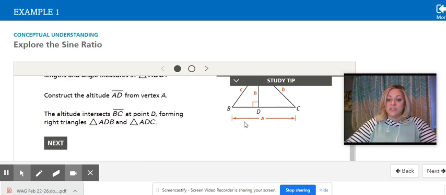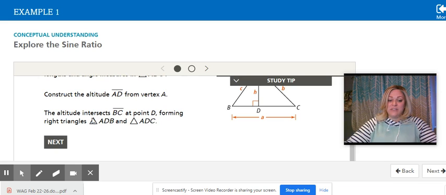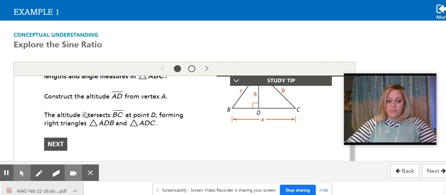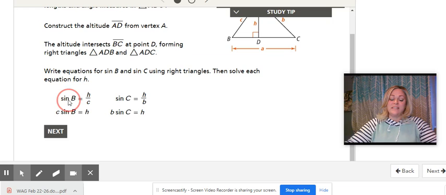So first, construct an altitude. Look at this altitude. Remember, the altitude is like the height. It creates a 90-degree angle. And it says the altitude intersects BC, and here's the point. So it's just creating this visual for you based on what we already know. And we already know about right triangles, so let's use that information. So it's saying these are right triangles, which we know for that. And it says find the sine of B and the sine of C.